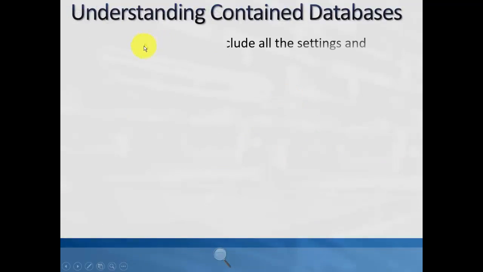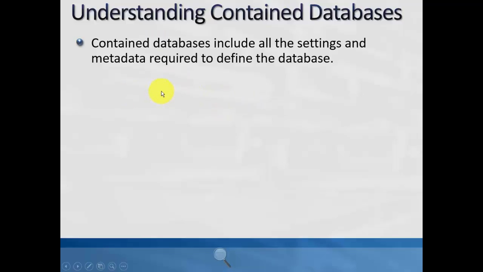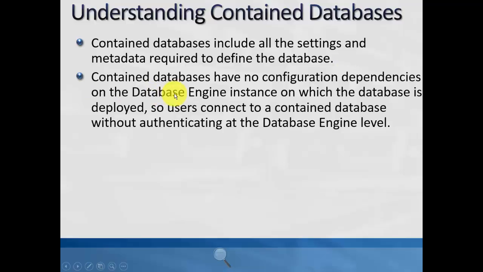So let's go ahead. Understanding contained databases. This we didn't do. Contained databases include all the settings and metadata required to define the database. English please. Okay, I'll explain it on the paintbrush as well. Contained databases have no configuration dependencies on the database engine instance on which the database is deployed. So users can connect to a contained database without authenticating at the database engine level. Normally a database is turned on when the instance is on, and database users connect through the instance to the database.